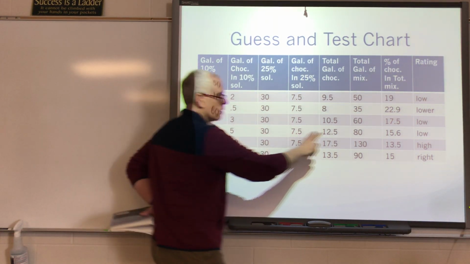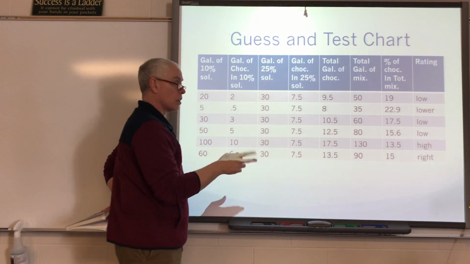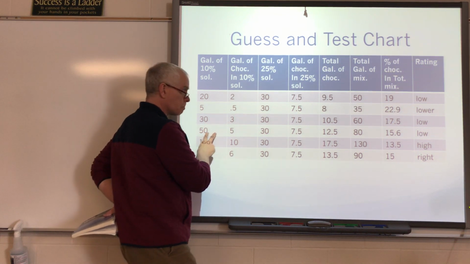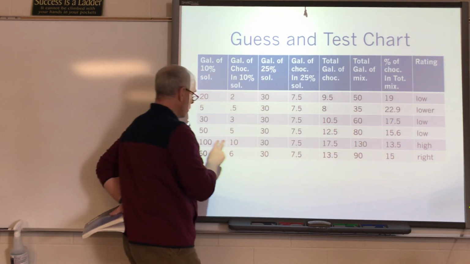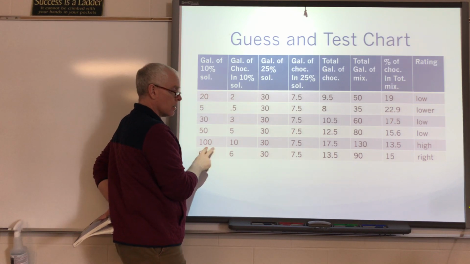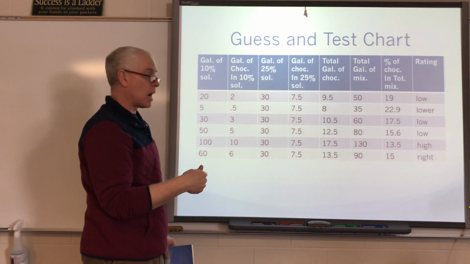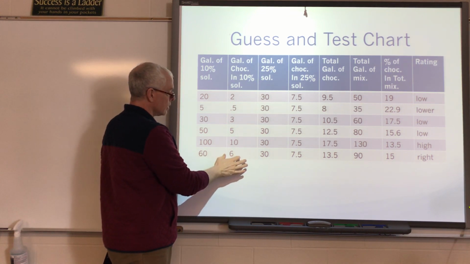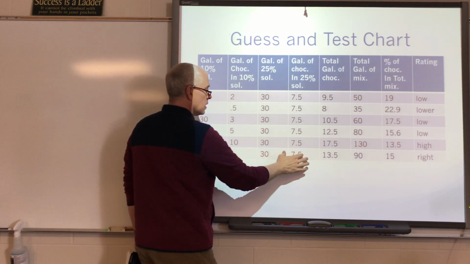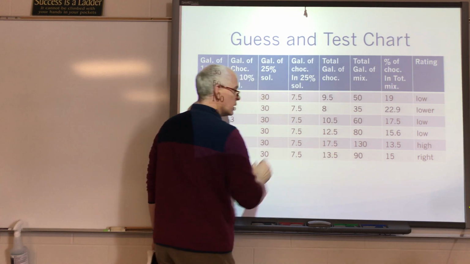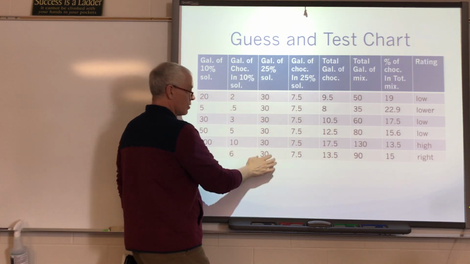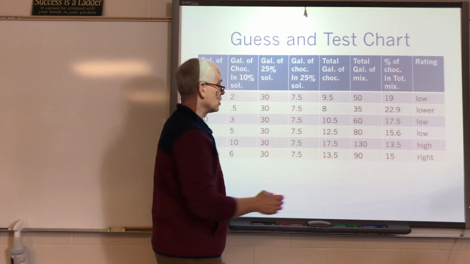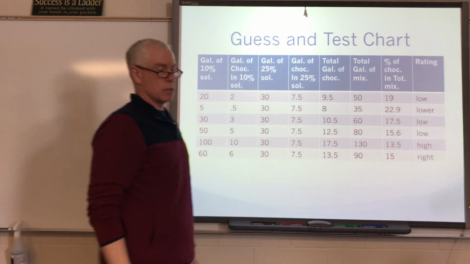We went to 30, we got to 17.5%. Wasn't close enough, still low. So we went to 50, still low. Went way up to 100, okay? 13.5%, so now that one's actually high for the first time. We went below the 15%. And then tried 60, 10% of that was 6. Okay, so 6 and the 7.5 is 13.5 gallons of chocolate. 60 and 30 is 90 gallons of the mixture, which is exactly 15%.